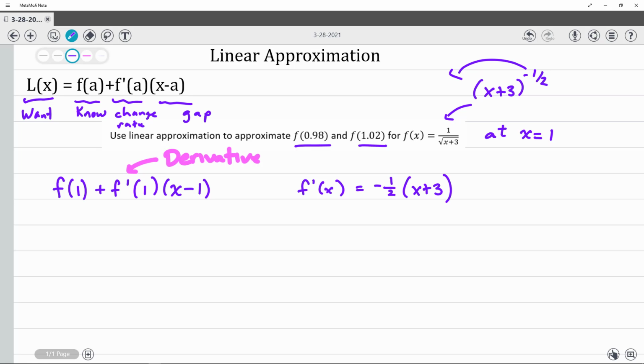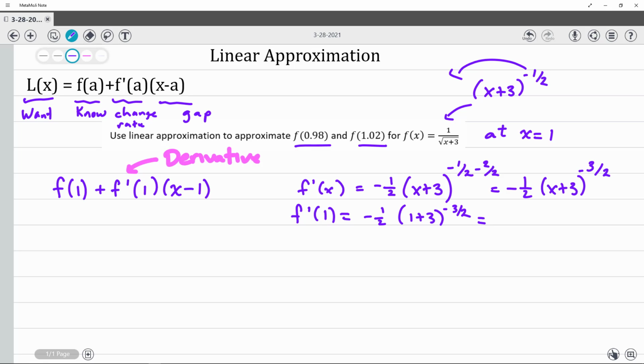So now to take the derivative, I bring my power down, negative 1/2, I leave the inside alone, and then I subtract 1. So negative 1/2 minus 1, which would be 2 over 2, which of course would make this negative 1/2 times x plus 3 to the negative 3/2. And then to plug in over here, I simply will just plug in 1. So in this case, I have negative 1/2 times 1 plus 3 to the negative 3/2. And what I did is I rewrote this as negative 1 over 2 times 1 plus 3 to the 3/2.